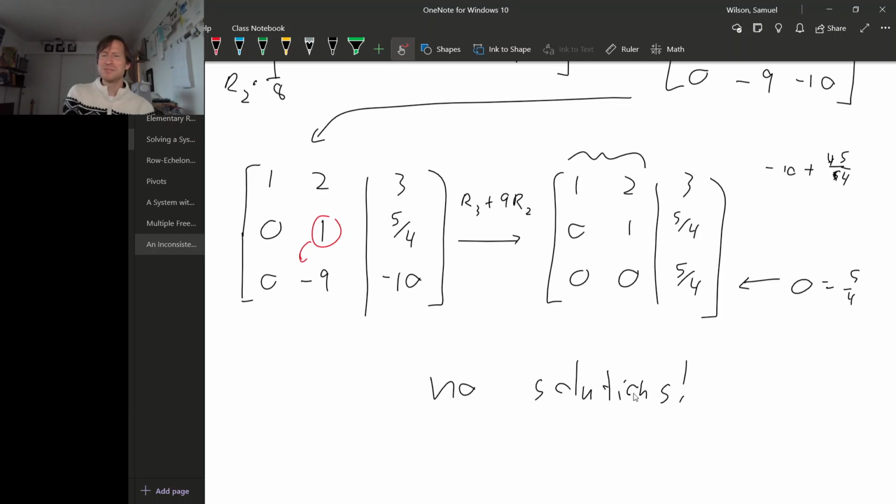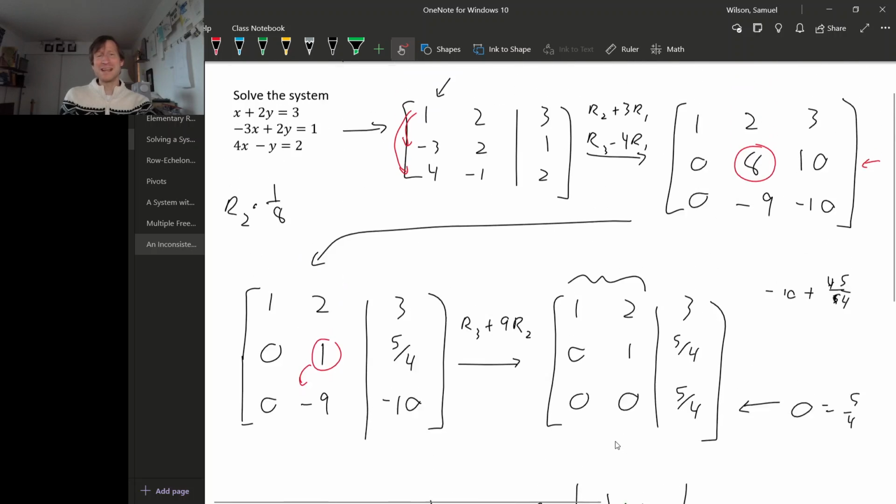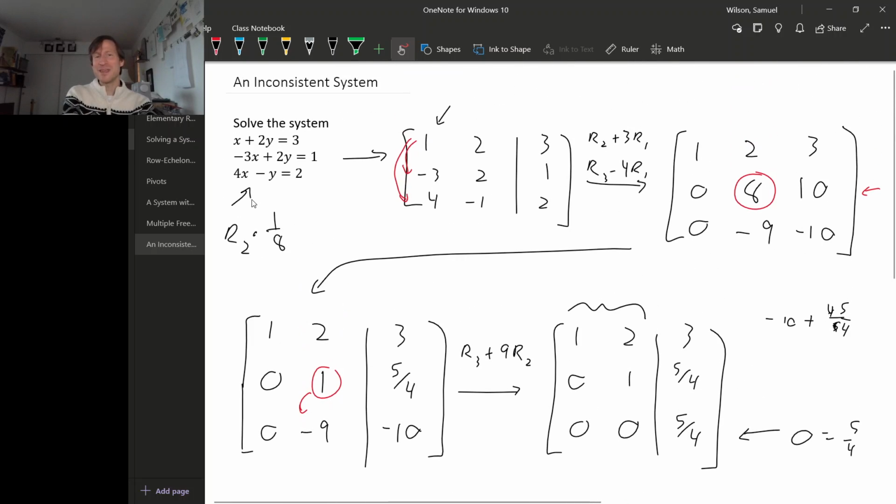In fact, we probably should have expected that from the very beginning, because the system that we started with has more equations than variables. And usually, not always, but usually, when you have more equations than variables, you end up with no solutions.